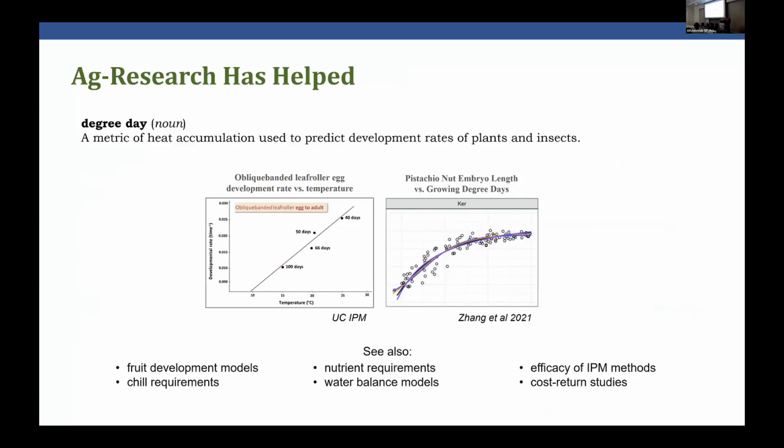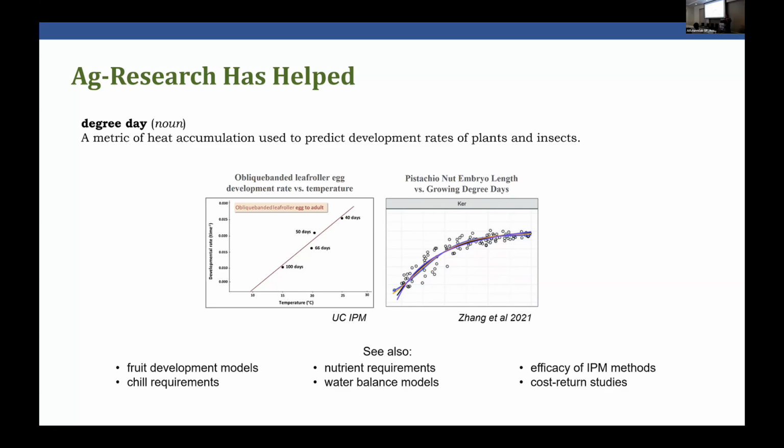Fortunately, agricultural researchers have been working on this for decades, and there's lots and lots of studies that have understood different parts of this process. One small example is the concept of a degree day. This is heat related, but it's not something you would measure on a temperature.